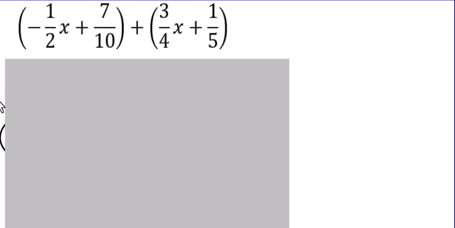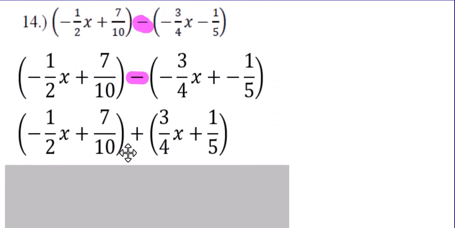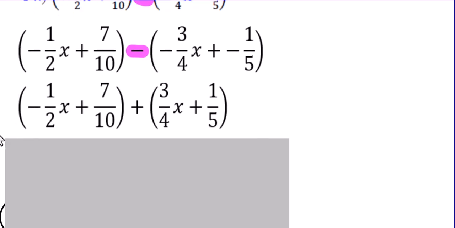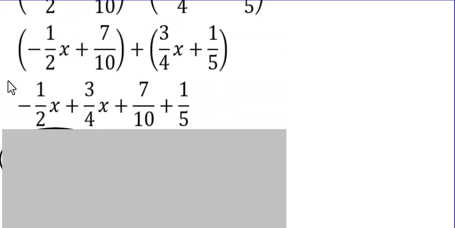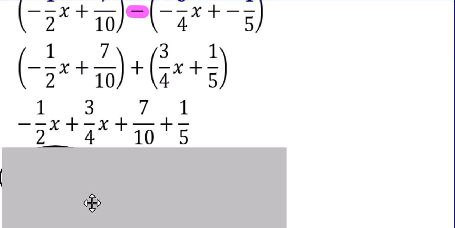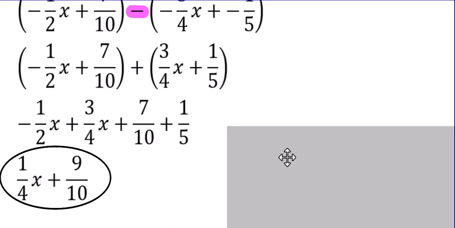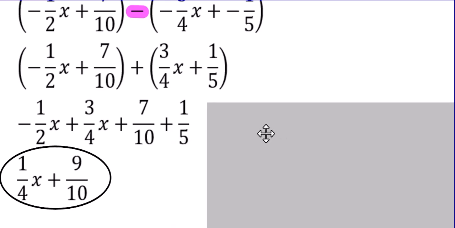So I changed my subtraction to addition, and then I did the additive inverse of negative 3/4 x plus negative 1/5. So this is going to become negative 1/2 x plus 3/4 x once I put my like terms side by side, and then my constants are 7/10 and 1/5. When I do negative 1/2 x plus 3/4 x, that is going to get me 1/4 x. 7/10 plus 1/5 is going to get us 9/10. So our final solution here will be 1/4 x plus 9/10.